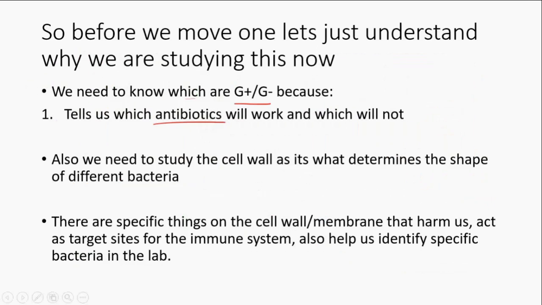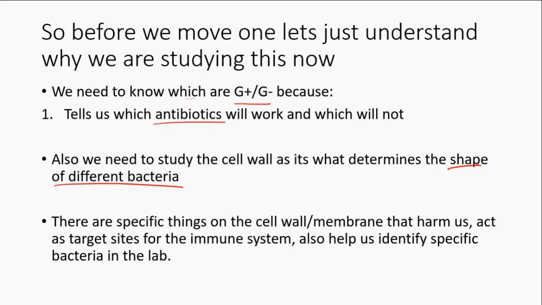Also, it's really important to understand the cell wall because we said before that it determines the shape of different bacteria. So if you're looking under a microscope and you see a circular type of bacteria, then that might indicate something like Staphylococcus. Whereas if you see something that's more rod-like, or Bacillus, then that can tell us, oh, this might be Strep, for example. Or if it's spiral in shape, it can tell us, oh, okay, this might be syphilis.